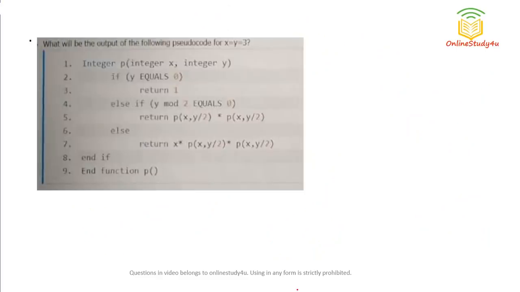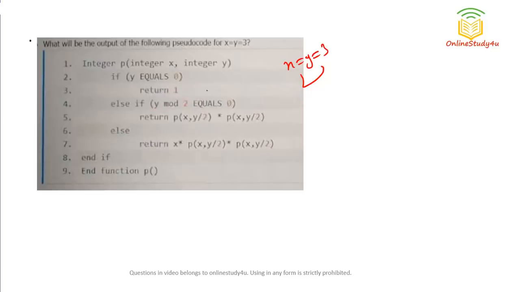In this question, you have to tell the output of the given pseudocode, and the value of x and y is equal to 3. Here we have if y equals 0. As of now x and y both are 3, so y is not 0, so nothing will happen.